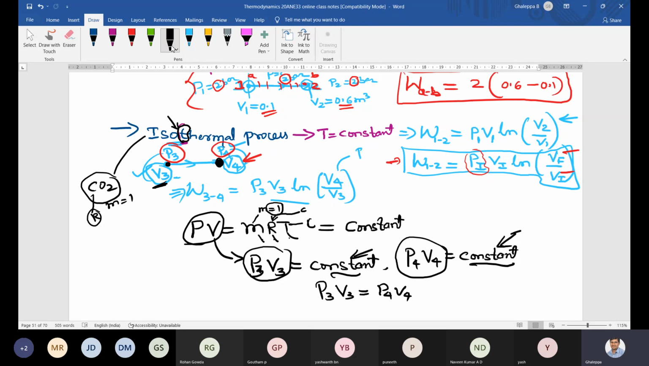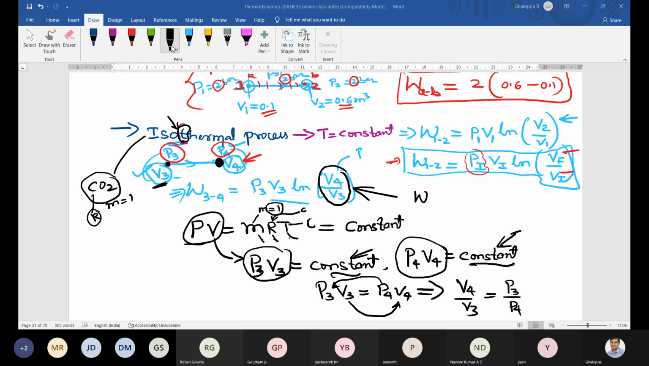I need the volume ratio. I don't want V4 by V3. I need it in terms of pressure. So in the same expression, I will convert V4 by V3. This you take to the right hand side denominator. This you take to the left hand side denominator. So it will become P3 by P4. So in place of this equation, you can also write W3 to 4 is equal to P3 V3 ln of P3 by P4. This is also an equation.